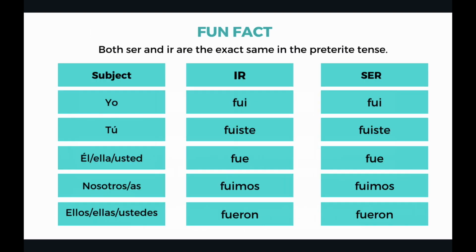Here's another fun and actually very helpful fact that we could be grateful for. Both ser and ir, very popular verbs, right? To be and to go, they conjugate the exact same way in the preterite tense. So even though they are very irregular, as you can see here, their conjugations look nothing like the infinitive form of the verb, but they're actually the same. So yo fui is I went, and yo fui is also I was. Tú fuiste, you went. Tú fuiste, you were. And so on and so forth. Very, very interesting fun fact here.